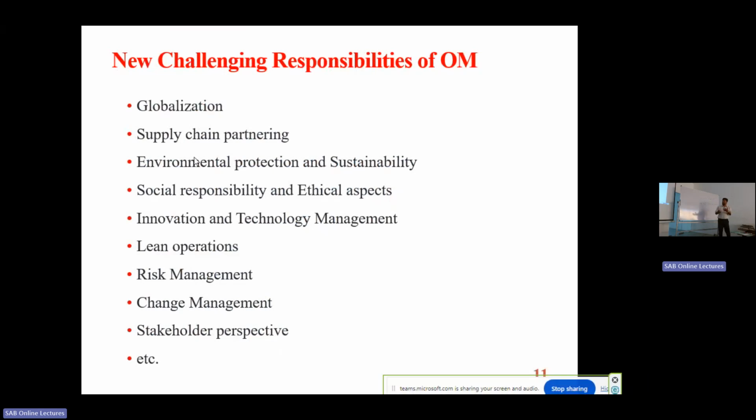Working on supply chain and supply chain partnering, working on sustainable requirements, environmental protection, and performing social responsibilities and ensuring ethical aspects of it, and many others. We will go through and check whether you can understand. Innovation and technology, lean operations, working on risk management, not to forget stakeholder perspective, and work on change management. If something is not clear, this is the right time to ask some questions.